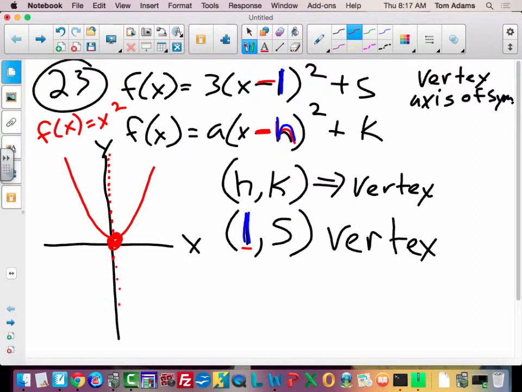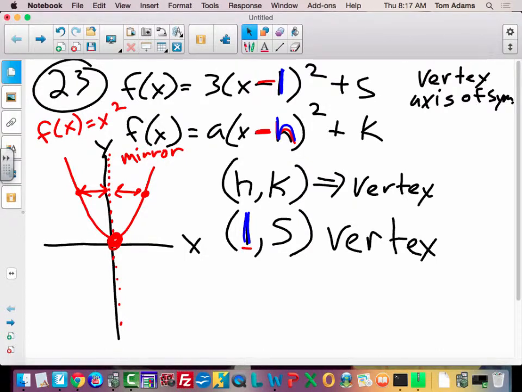What does that mean? That means that if I pick a point over here, that is the same distance from the axis of symmetry as this point here. So the parabola, if you were to cut it in half right down the axis of symmetry, you can flip it over on the other side. The left-hand side looks exactly like the right-hand side. You can almost think of this axis of symmetry as like a mirror.